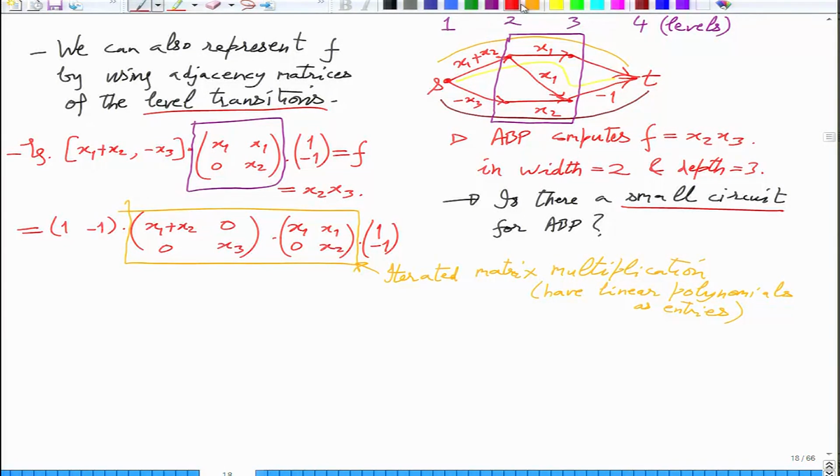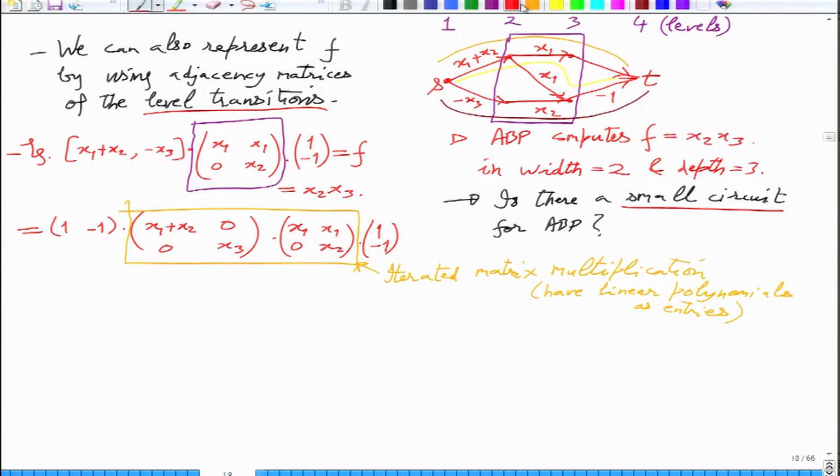So you do this for every level and then multiply them. Okay, so that exactly simulates paths. And then, when you multiply by these row and column vectors, you actually get a polynomial. Intermediate computations are actually matrices having polynomial entries, and the matrices have dimension same as width. So these are width by width matrices, and intermediate will be width by width matrix with polynomial entries, but in the end you will get a single polynomial.